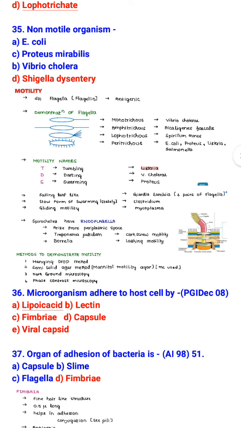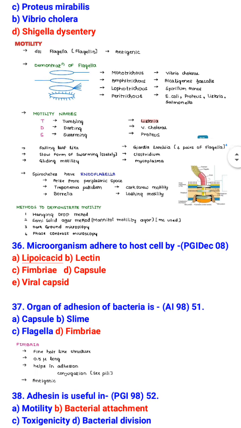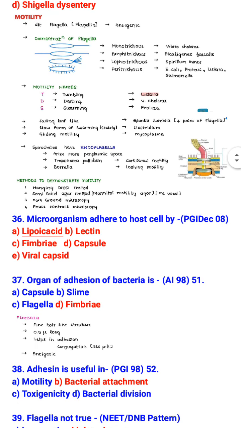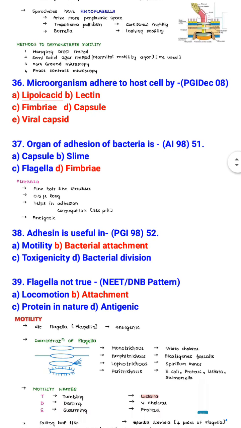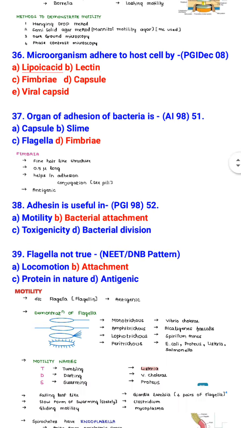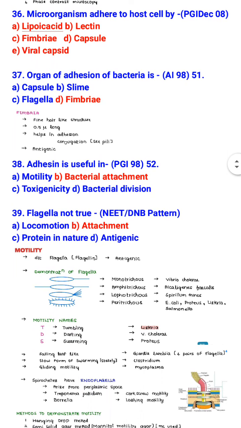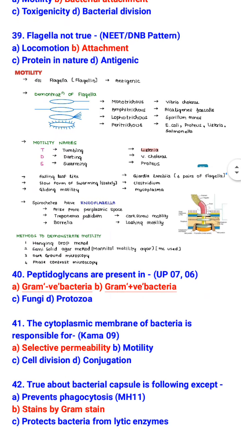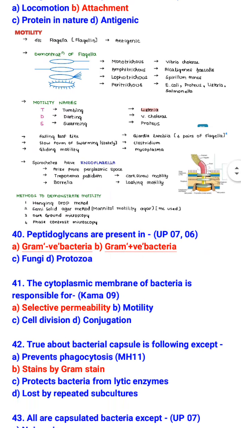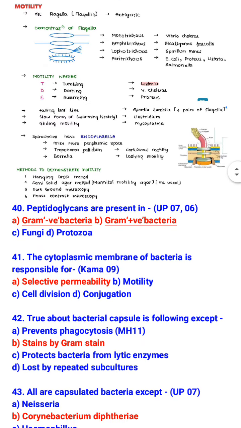Microorganisms adhere to host cell by lipoteichoic acid, lectin, fimbriae, capsule, viral capsid. Organ of adhesion of bacteria is fimbria. Adhesion is useful in bacterial attachment. Flagella is not for attachment. Flagella is for locomotion. It is protein in nature and it is antigenic. Peptidoglycans are present in gram-negative and gram-positive bacteria. The cytoplasmic membrane of bacteria is responsible for selective permeability.